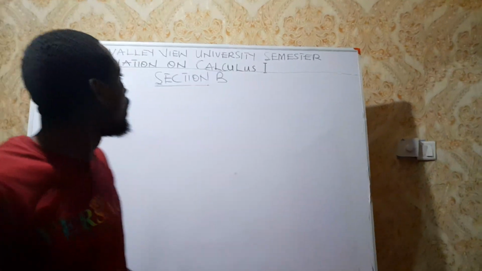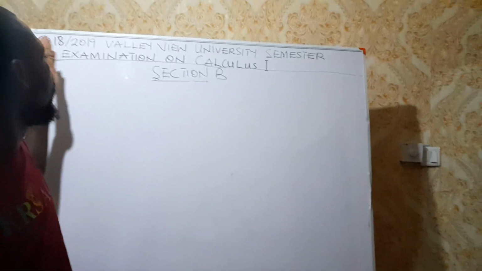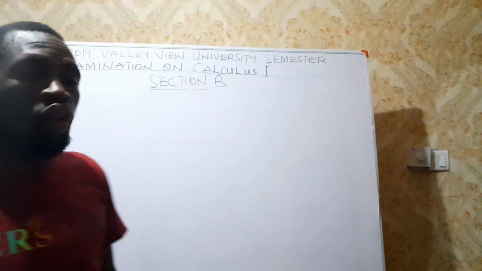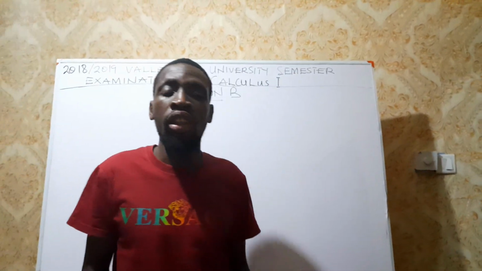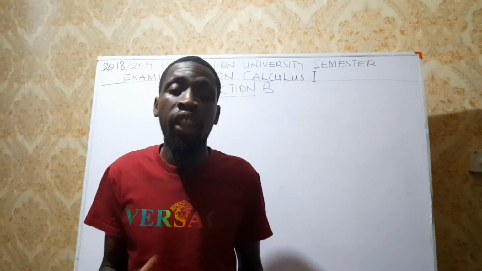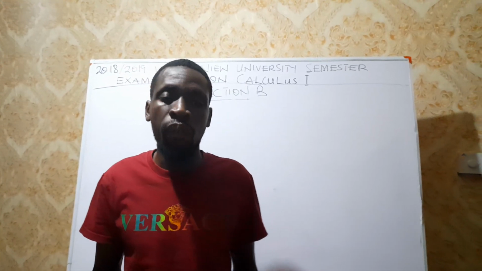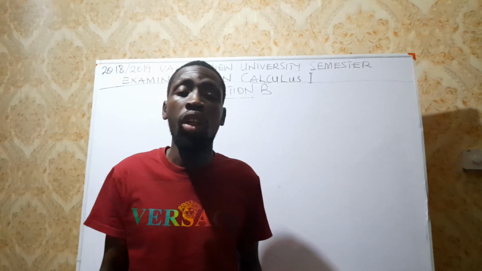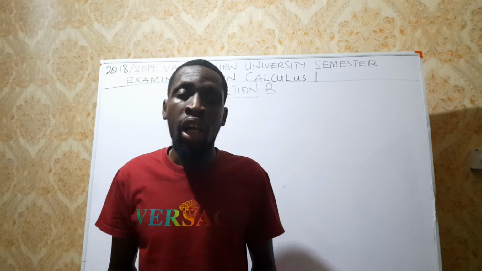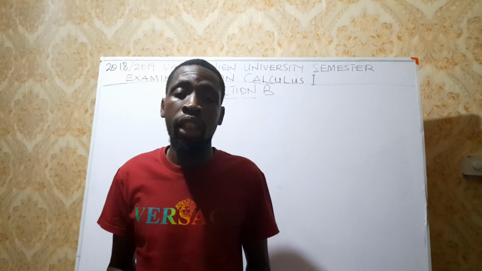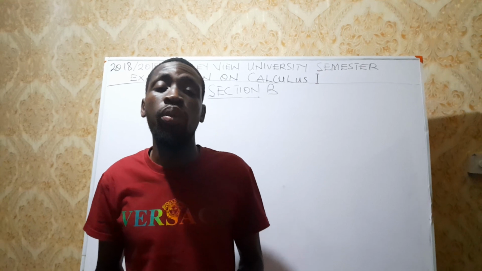Today, our discussion will still be on solving the 2018-2019 Valley View University semester examination on Calculus 1. Last time, we said that this particular examination was divided into two sections, Section A and Section B. In Section A, which carries 40 marks, students are supposed to answer all the questions. I have a video where we solve the two questions in Section A. Please check it out on YouTube.